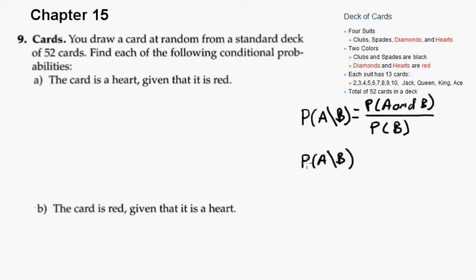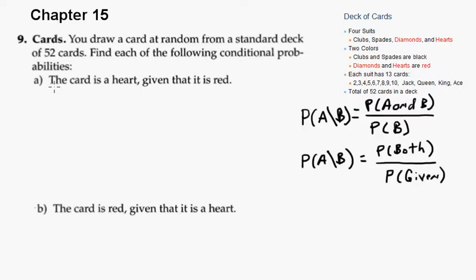The probability of A given B is the probability of both happening divided by the probability of the given. The conditional probability basically reduces the whole to a smaller part, so to speak. So again, the probability of both divided by the probability of the given. Let's see if we can apply this.